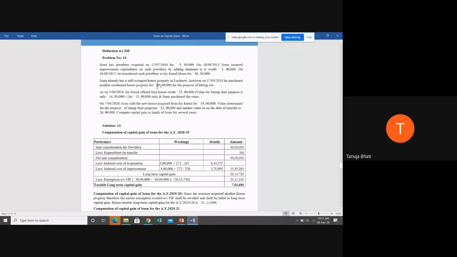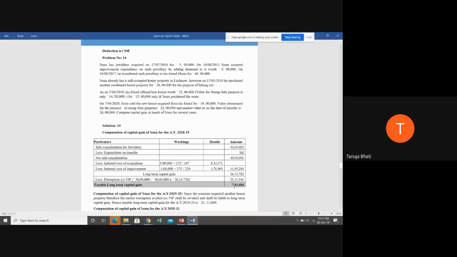Since the cost of the new asset is less than the sale consideration, you are going to give it proportionately. So 30 lakhs divided by 40 lakhs into 28,14,720. So the exemption is 21 lakhs. The capital gain for 18/19 is 7,03,680. So we have completed the calculation for the assessment year 18/19.